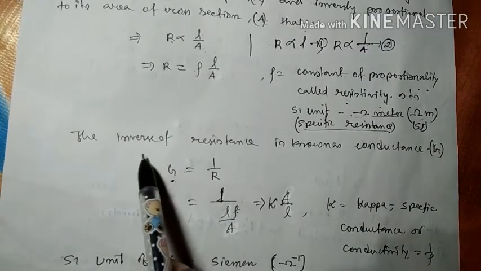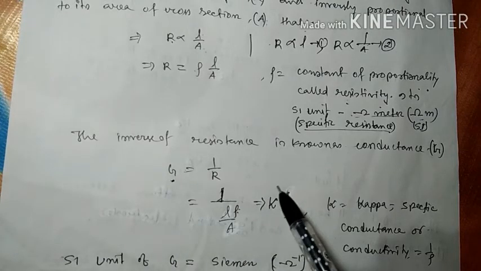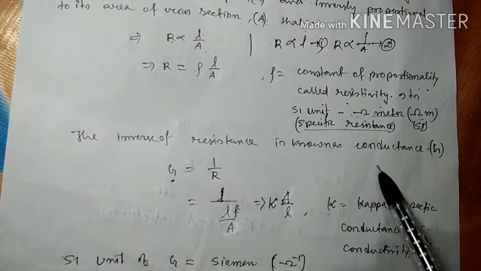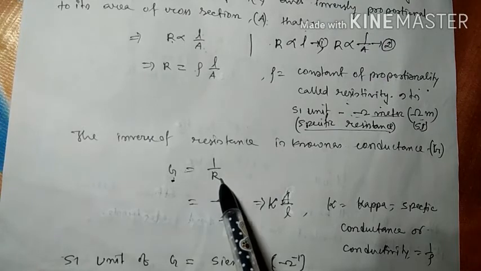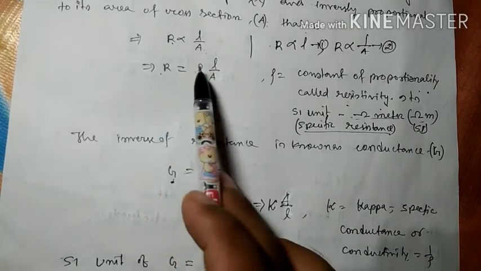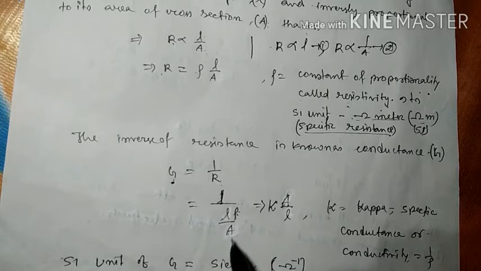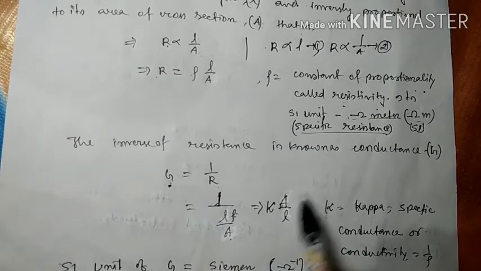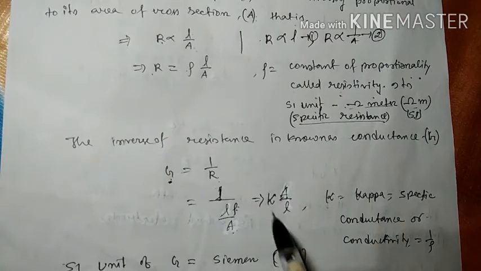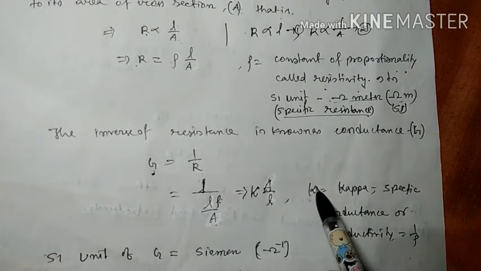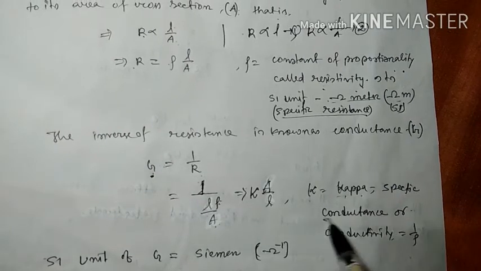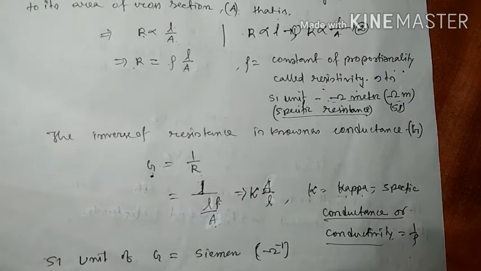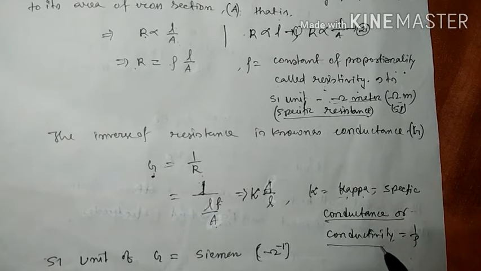As we know, conductance is the reciprocal of resistance. That's why G, that means conductance, is 1 by R. Now if we put the value of R equal to rho L by A, we will get 1 by rho, A by L. Here 1 by rho is equal to kappa. Kappa is a Greek letter. Kappa means the specific conductance or conductivity, okay?